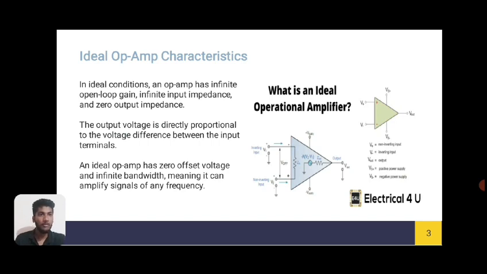In this diagram you may see that V plus is the non-inverting input and V minus is the inverting input, whereas V output is the output, Vs plus is the positive power supply, whereas Vs minus is called the negative power supply. I think you can see it.